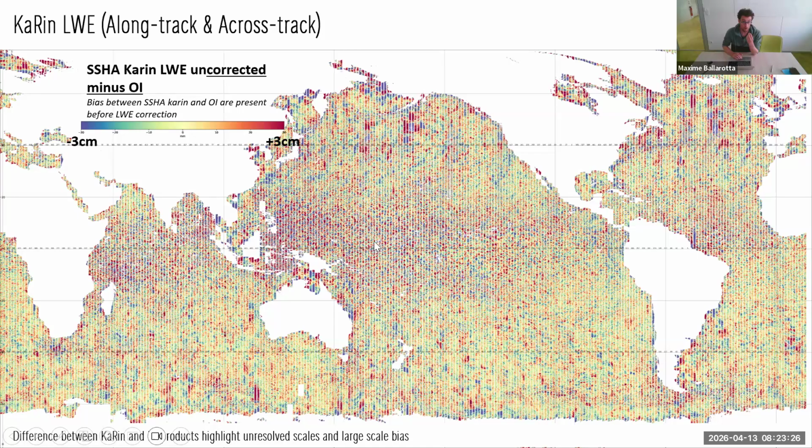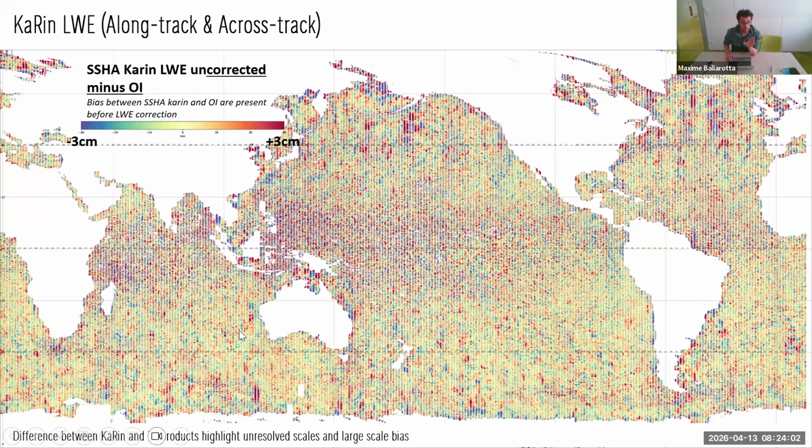You also have some small-scale patterns, the submesoscale tides, that are not resolved by the mapping system. And as well, you could see some internal wave signal that is present in the Karin dataset, but is not resolved within the mapping system or with the corrections that are applied at lower level in the processing of the Karin dataset.